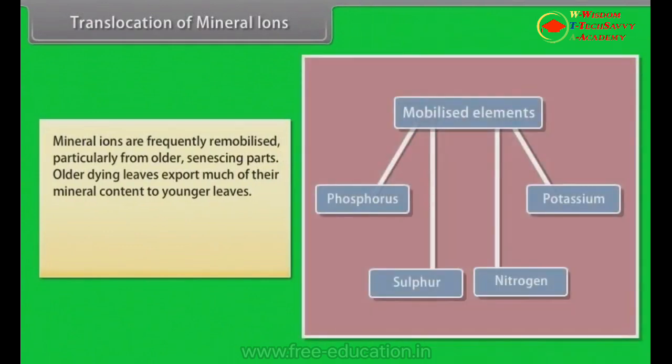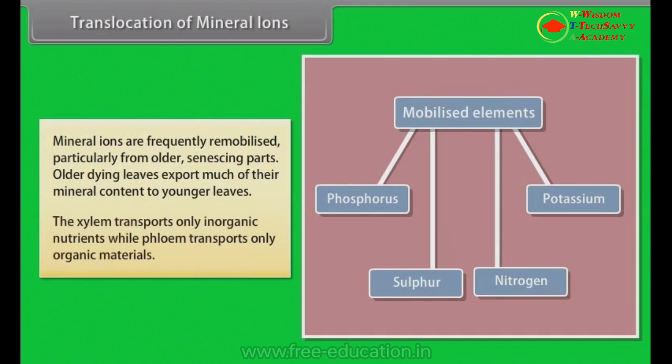Mineral ions are frequently remobilized, particularly from older, senescing parts. Older dying leaves export much of their mineral content to younger leaves. Similarly, before leaf fall in deciduous plants, minerals are removed to other parts. Elements most readily mobilized are phosphorus, sulfur, nitrogen and potassium. Some elements that are structural components, like calcium, are not remobilized. So, the xylem transports only inorganic nutrients while phloem transports only organic material.